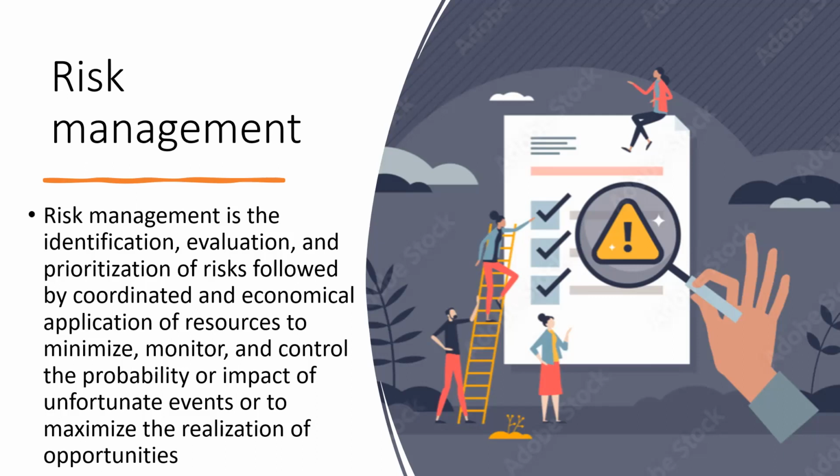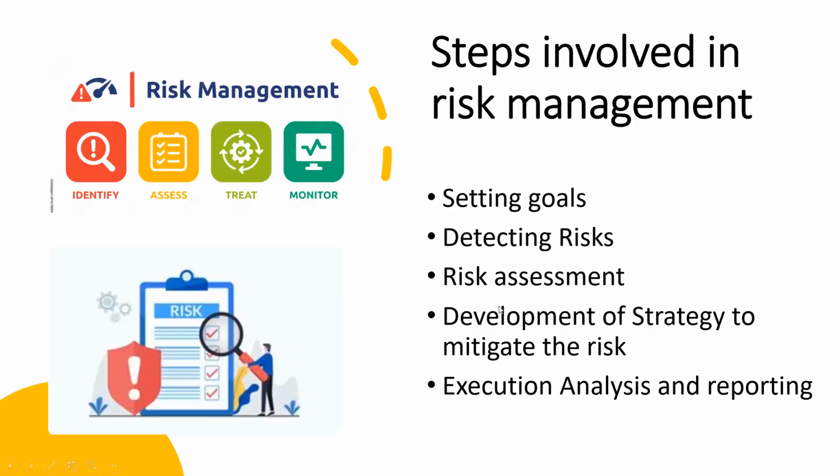Now, let us also understand what the different steps involved in risk management are, because when we are planning risk management, we need to know what different steps we need to follow. So here are some of the steps related to risk management: setting goals, detecting risk, assessment, development of strategies to mitigate the risk, and execution, analysis, and reporting.